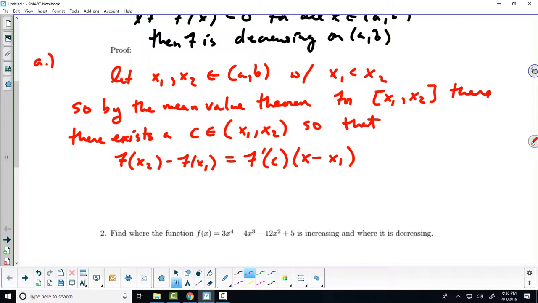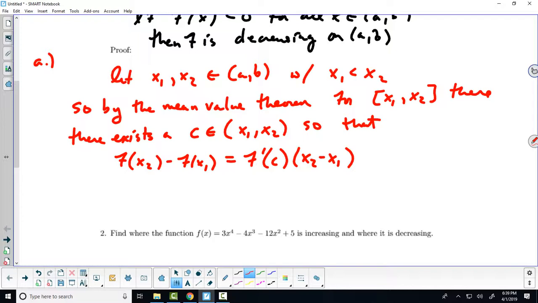And just to help you remember, if I had divided this, oops, I'm sorry, that's a mistake here. That should be x2 minus x1. If I had divided that by x2 minus x1, then what would I have? I'd have an expression that says the average velocity equals the instantaneous. So remember, that's how you remember the mean value theorem. There's a place where the instantaneous equals the average. Okay?